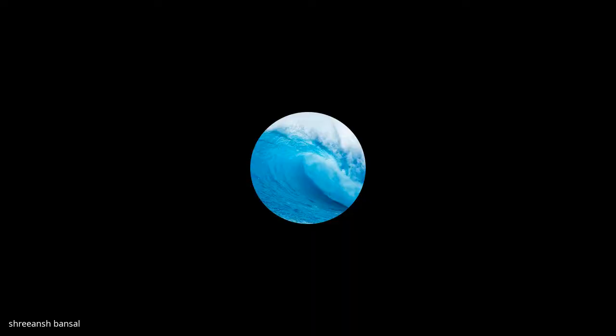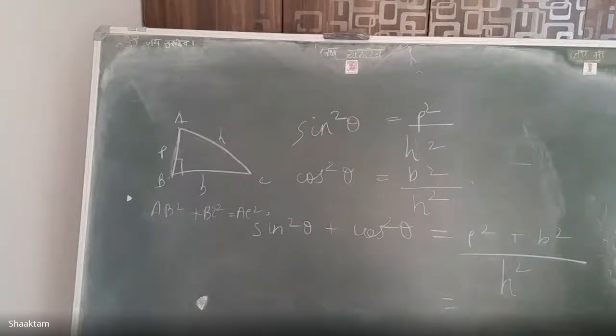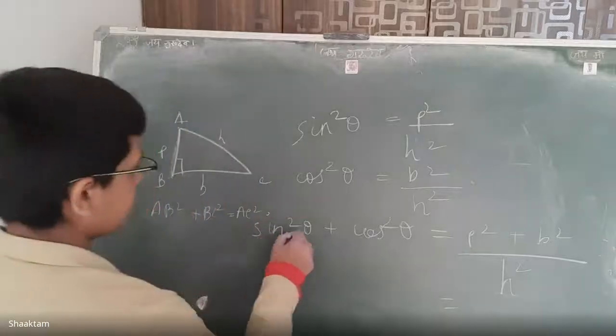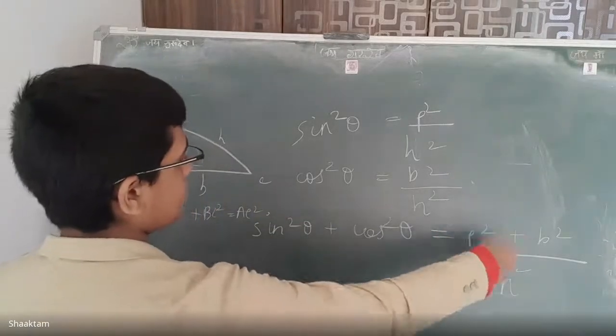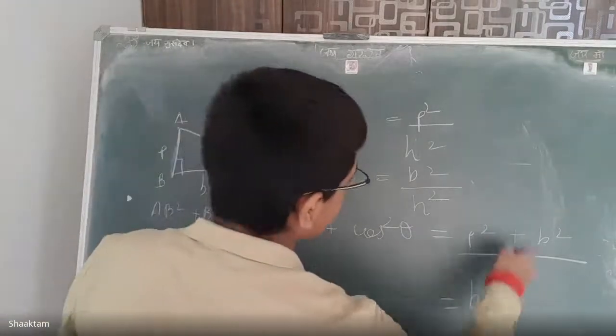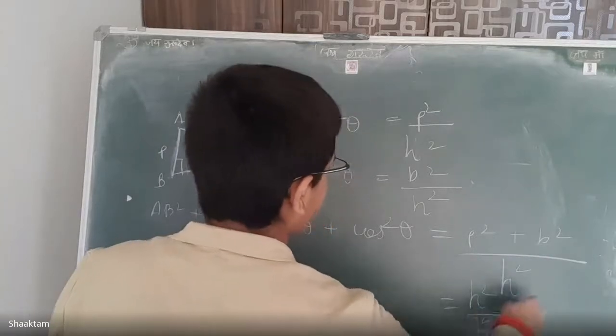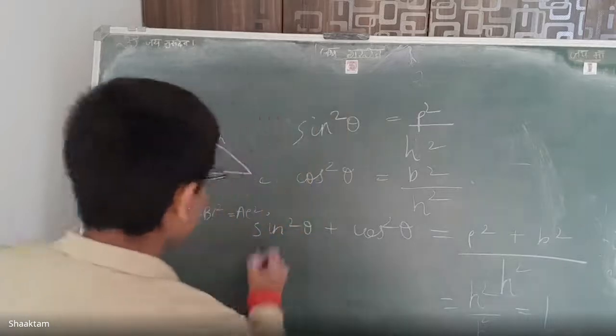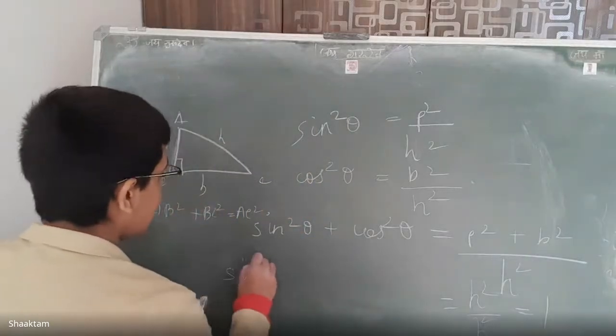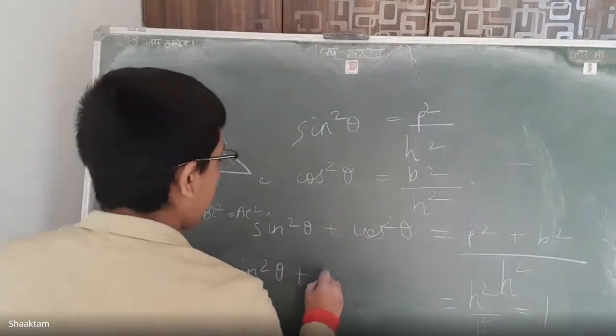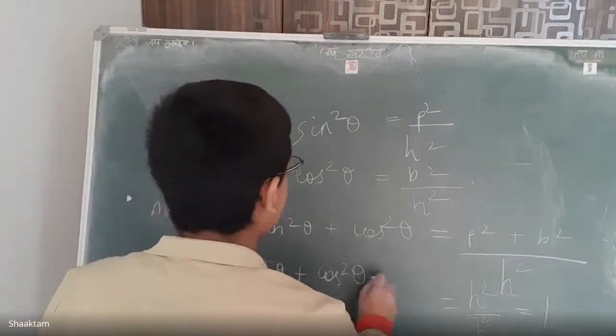It will be equal to h square. Exactly. And we had sin square theta plus cos square theta as p square plus b square by h square. P square plus b square, as rightly said, will be h square. H square by h square will be 1. So this is a general result: sin square theta plus cos square theta is 1.